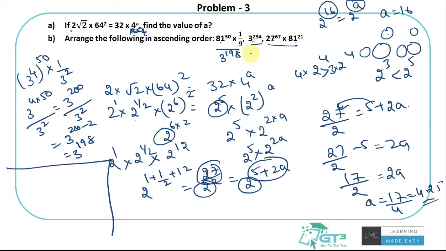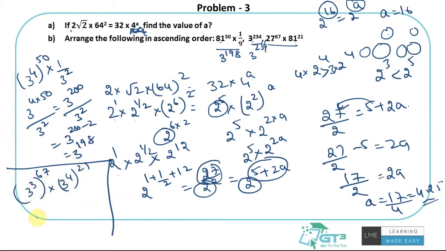Right? This is directly written as 3 power 234. I know that 3 power 234 is greater than 3 power 198. Now let me check this one. 27 is 3 power 3, power 67, and 81 is 3 power 4, power 21.